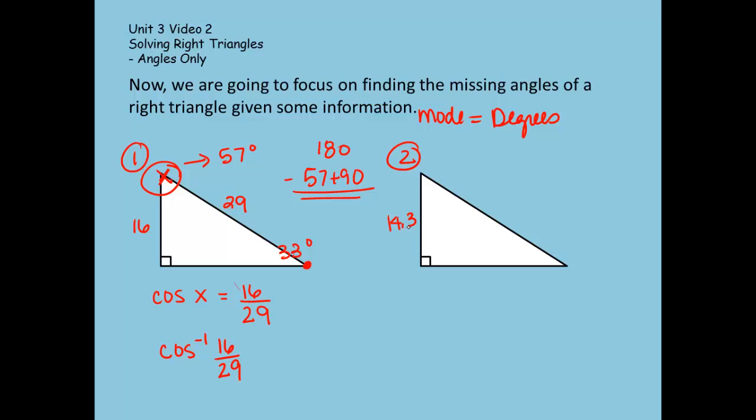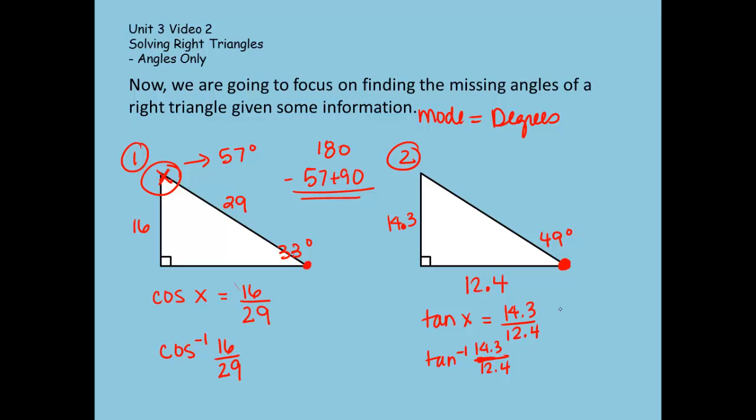This is 14.3 and 12.4. Looks like I've got some sort of tangent set up. Well, tangent of what? If I have the tangent of this angle, then I'm going to have the opposite of 14.3 over 12.4. I'm going to use the tan inverse, so the second tangent of 14.3 over 12.4. Let's go ahead. Tan inverse of 14.3 divided by 12.4, and that gives me this angle right here to be 49 degrees.